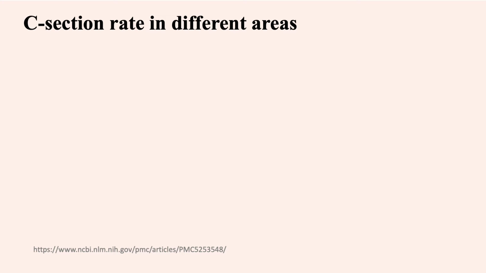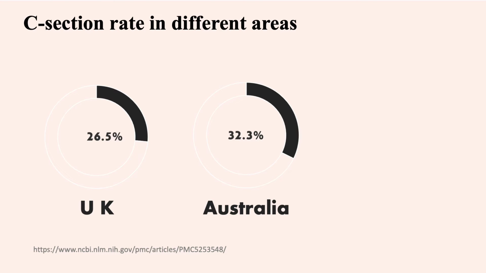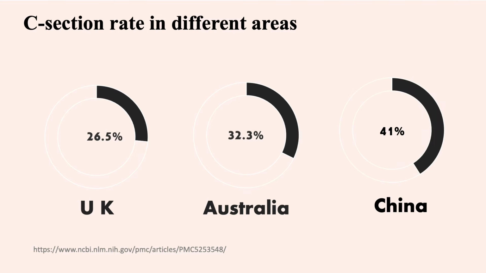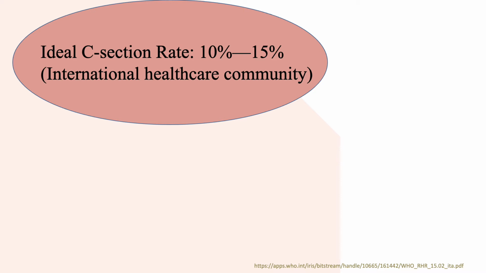Then we did some research on the internet and got data on C-section rates in different areas from a study published in 2017. The C-section rate in the UK is 26.5%, in Australia is 32.3%, while in China is 41%. However, we found on the WHO website that the international healthcare community suggests that the ideal C-section rate within a country is from 10% to 15%.